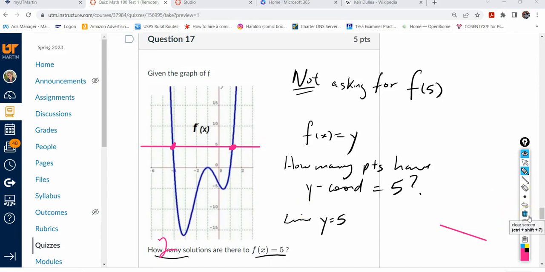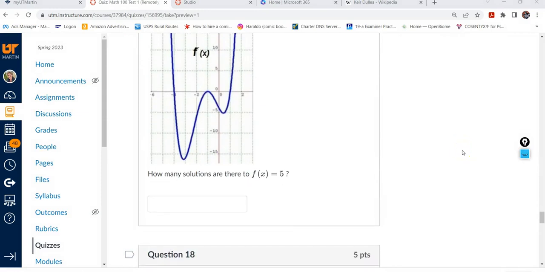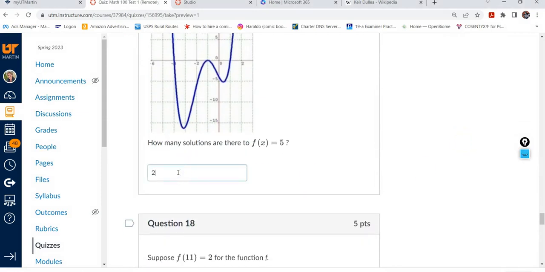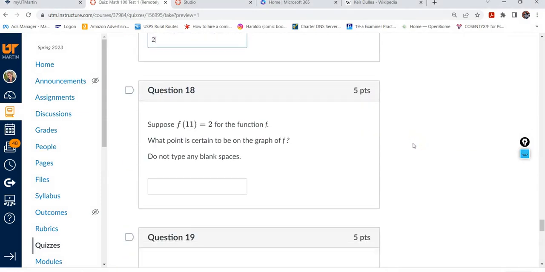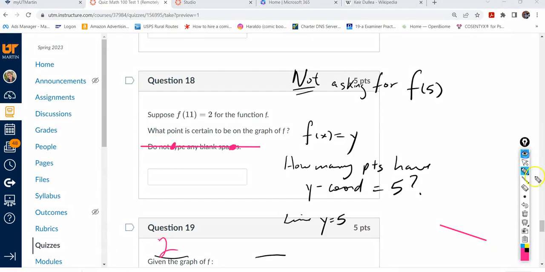And so this comes from a test bank. All of the questions would have wanted to know how many solutions there are to f of x equals something. Okay, so we want to write in 2.